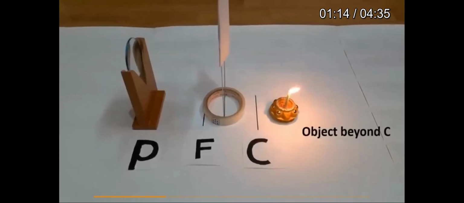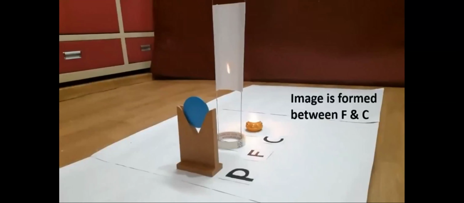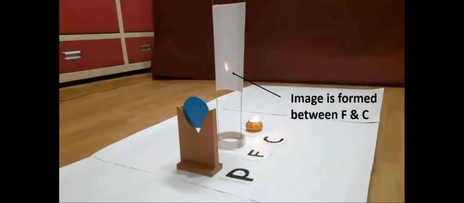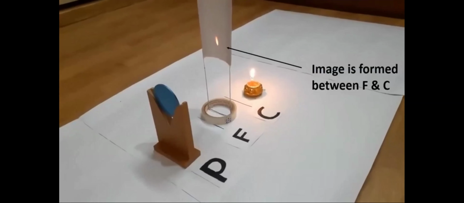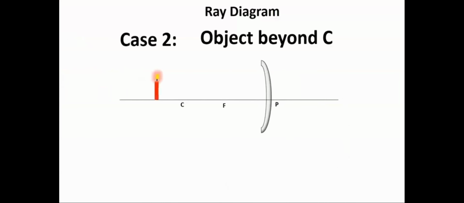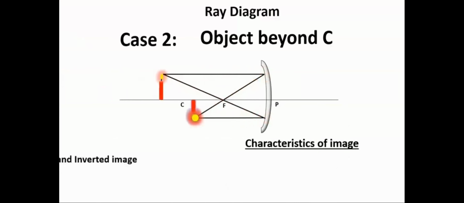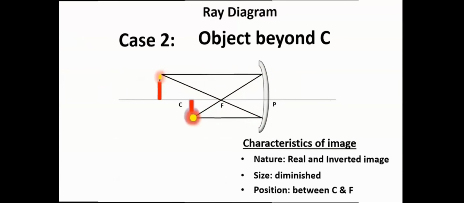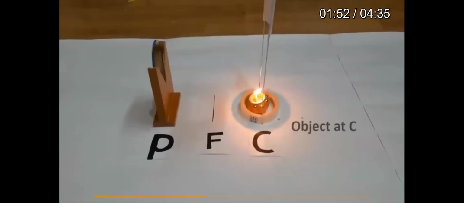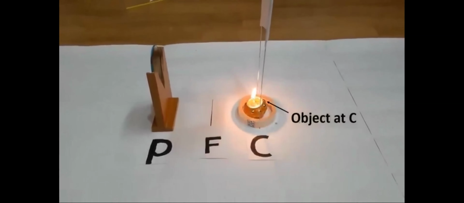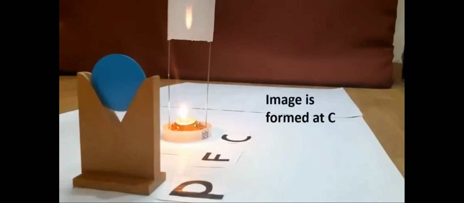Object beyond center. So they kept it just outside the center. There you can see the inverted candle. Basically the object is the flame. The object is beyond center, and the image is real, inverted and diminished. Object at center, they kept both at the same place. There, same size, inverted.